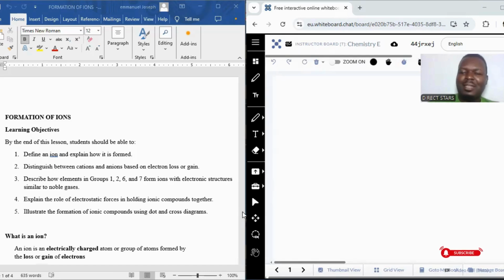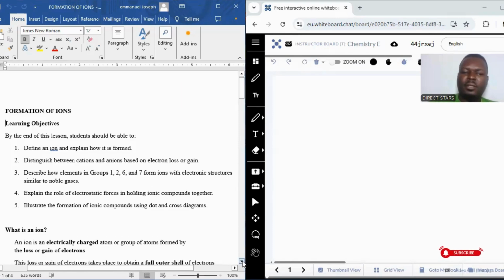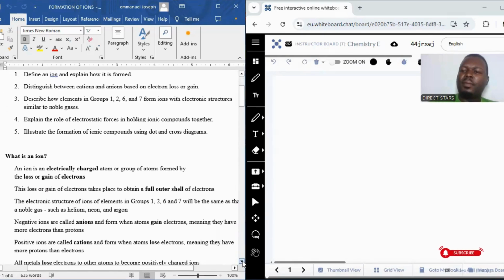So the first thing is for us to look at what an ion is. You see, an ion is an electrically charged atom, formed when an atom or group of atoms lose or gain electrons. They do this so that they can achieve full outer shell electrons, which are synonymous to those of the noble gases.